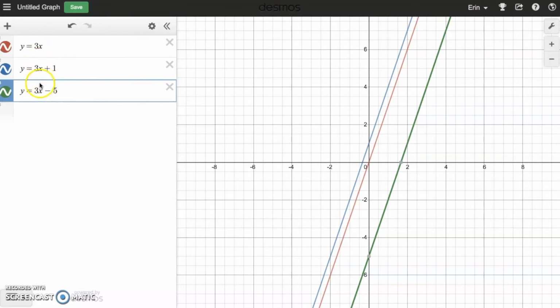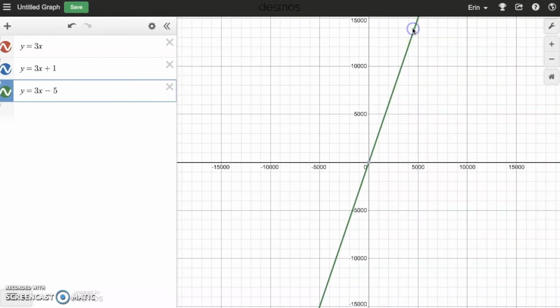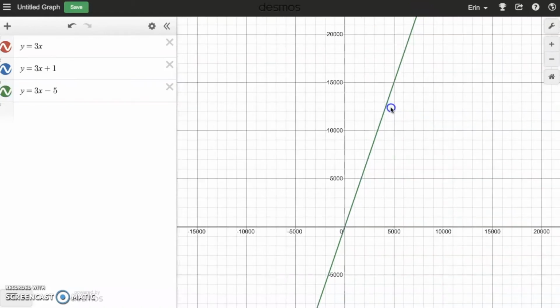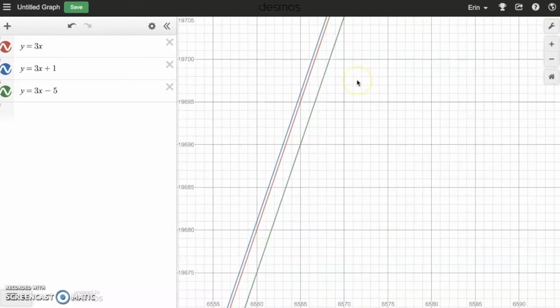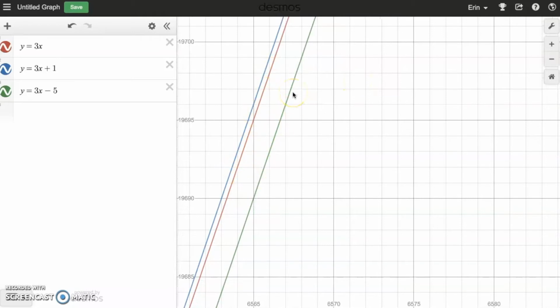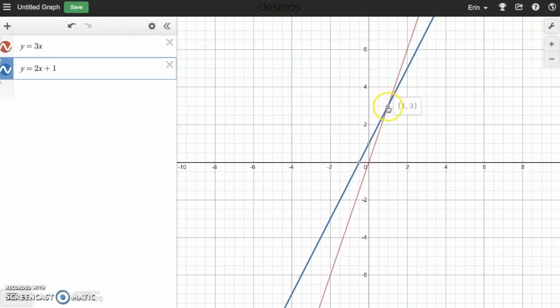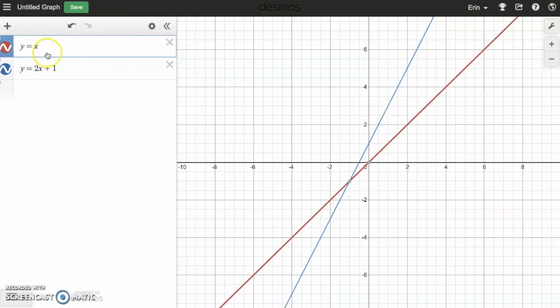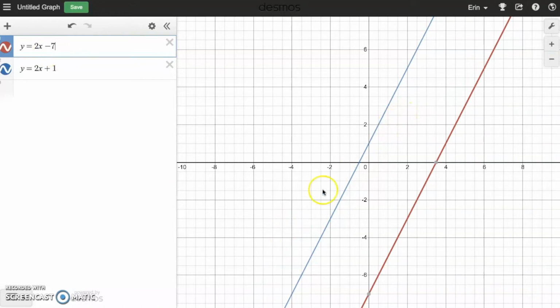Because they have the same slope, that means they have the same steepness, which means they're going to run parallel to each other for infinity. So even if I zoom this out, and then let's say I zoom back in when the numbers are higher, you can see that the lines still do not cross because they're still running parallel to each other. However, let's say I make this line 2x plus 1 instead. Those lines will meet. Let's say I make this line 2x minus 7. Parallel lines, they will never meet.